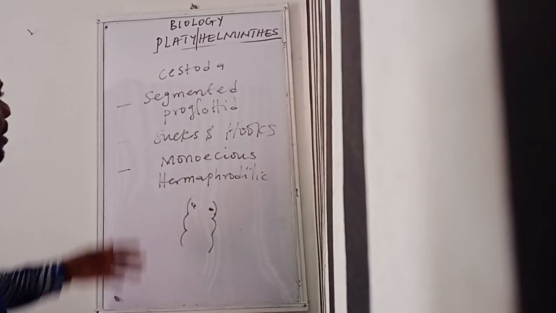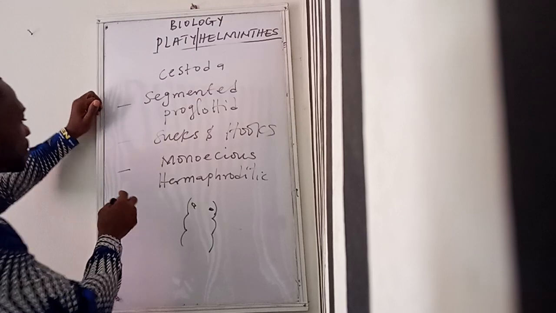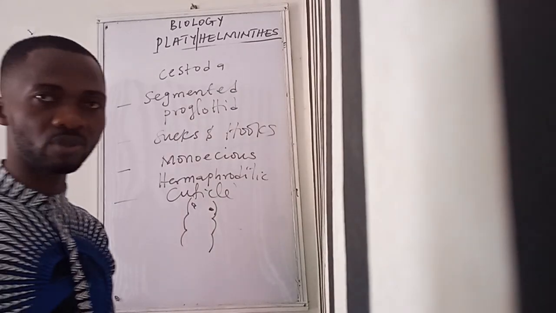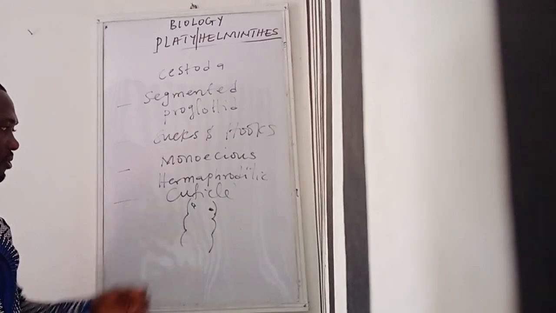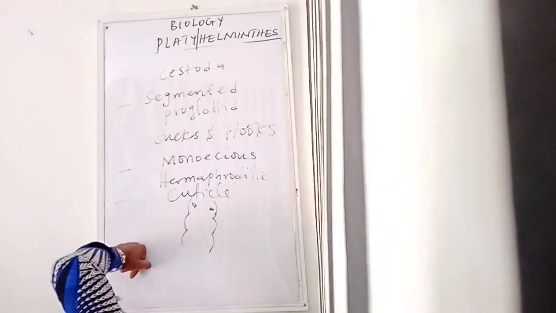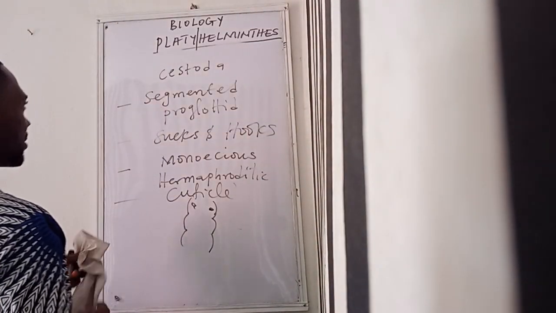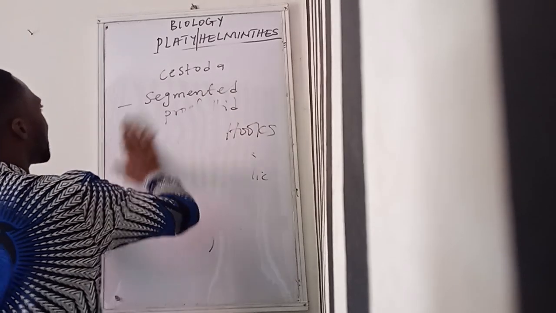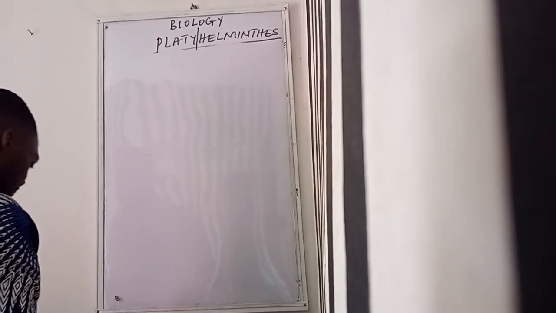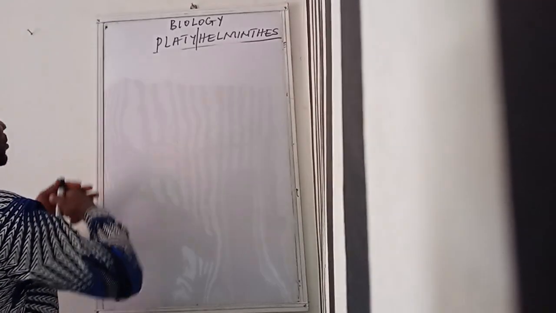So these are some of the characteristics, and they're also equipped with a cuticle. The same cuticle that I mentioned in the case of Trematoda is also found in members of this group. And if you look at the proglottids of members of this group, that is the segments, there are three different areas, or three different regions.